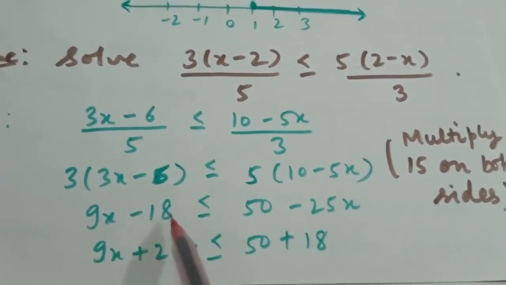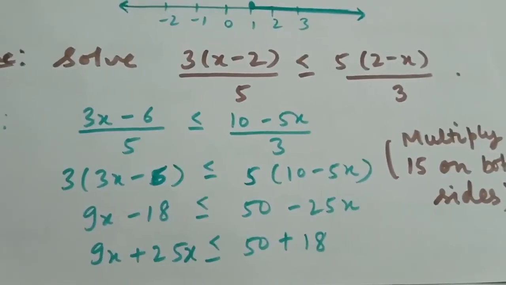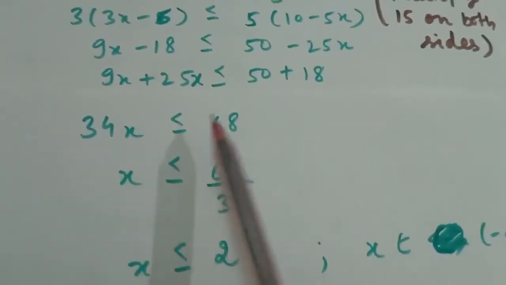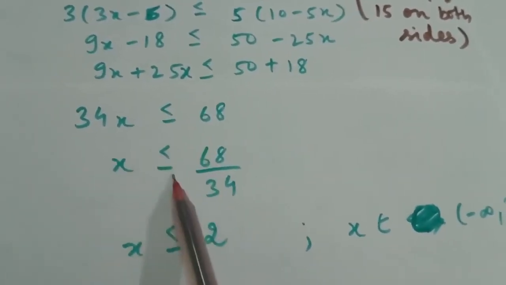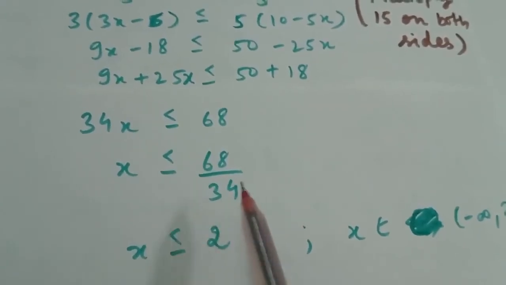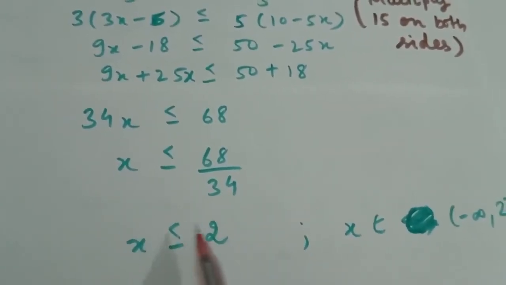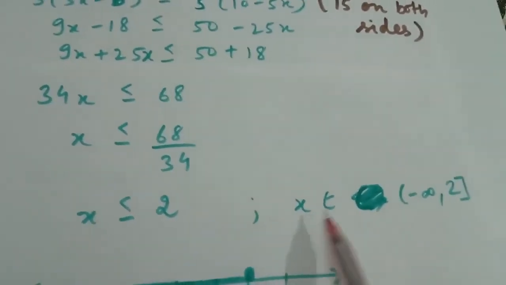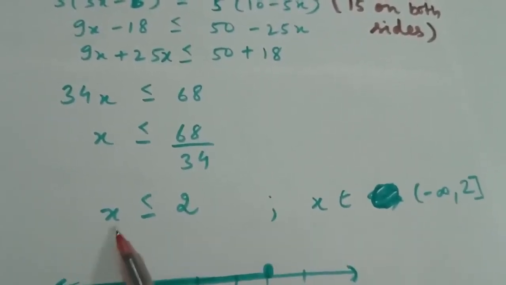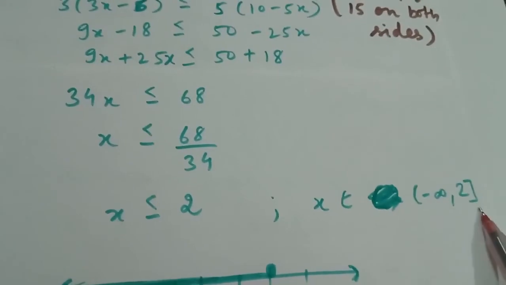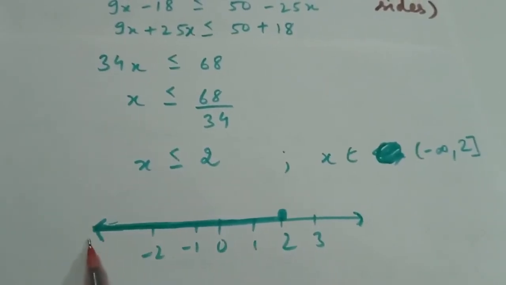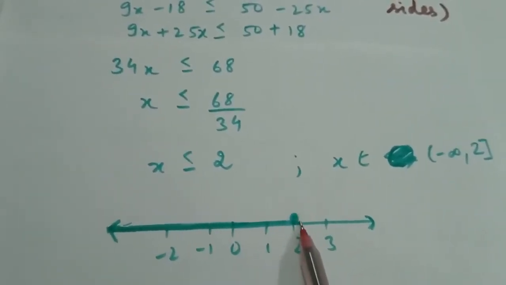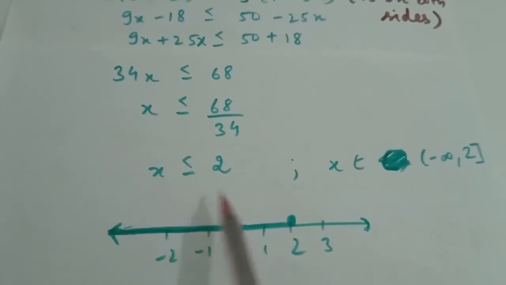Take 25x this side and minus 18 this side. So this will now be 34x ≤ 68. Divide both sides by 34. The sign will not change because 34 is a positive number. So you will get x ≤ 2. So the interval will be x belongs to (-infinity, 2], as equality is there, so a closed bracket will come. On the number line, x is either equal to 2 or less than 2, so it will go this side. Dark this side, and a filled circle will come because 2 is included.